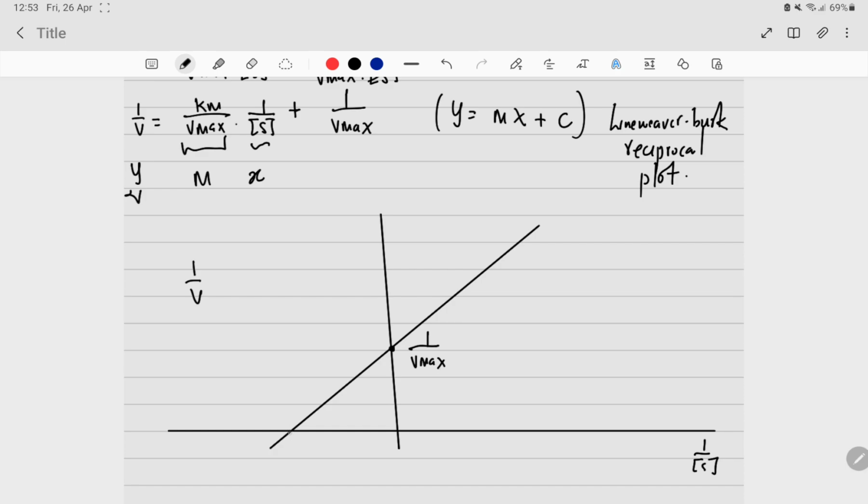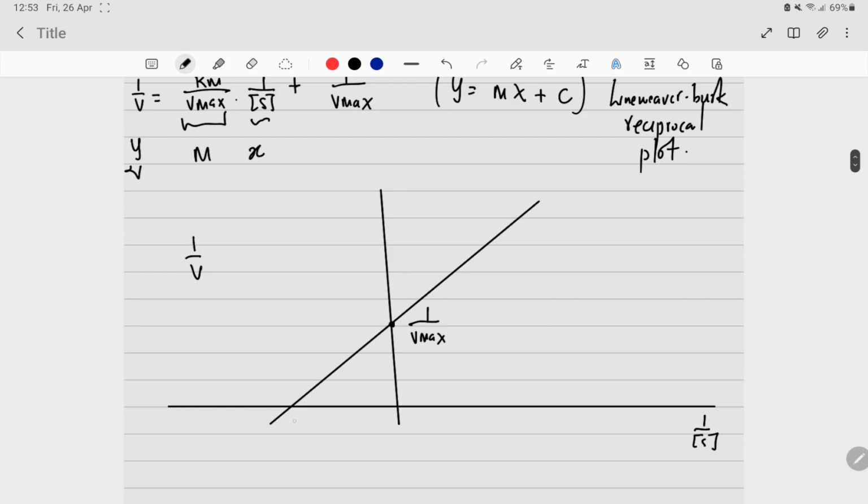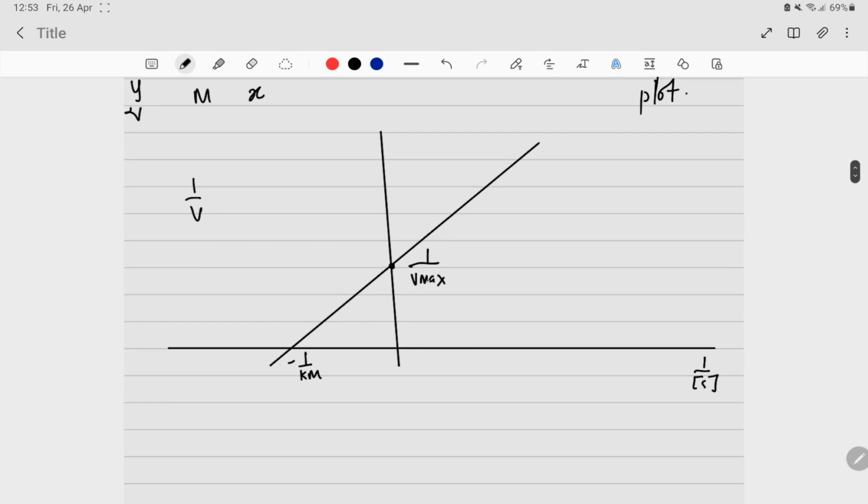And then in order to find the x-intercept, you just have to set y equal to 0. And then when you solve for the x-intercept, you will find that it is -1 over the Km value. So it means that in order for me to find the maximum velocity, I need to find the y-intercept of the Lineweaver-Burk reciprocal plot. In order for me to calculate the Km value, I need to find the x-intercept.